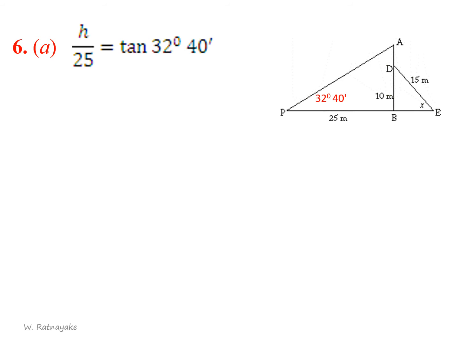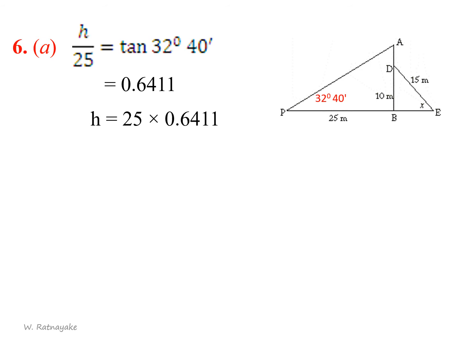Now here the value of tan 32 degrees and 40 minutes we have to find from the trigonometrical table. From the table, when you get the value, you get 0.6411. From the table you have to take this one, you know how to take it. And then the equation will be h upon 25 equals 0.6411. So then we can remove this 25, then we get h equals 25 times 0.6411.